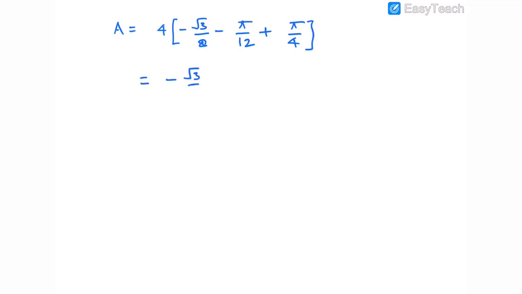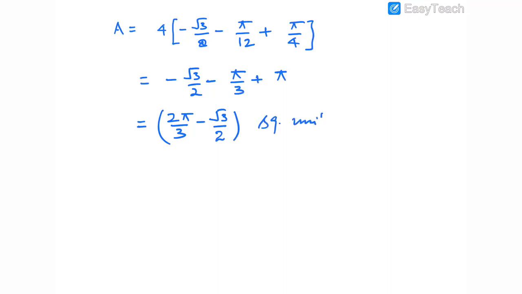Therefore A is equal to 4 times minus root 3 by 8 minus pi by 12 plus pi by 4. If we simplify further, we have minus root 3 by 2 minus pi by 3 plus pi. So finally we have 2 pi by 3 minus root 3 by 2 square units. So this is the final answer.